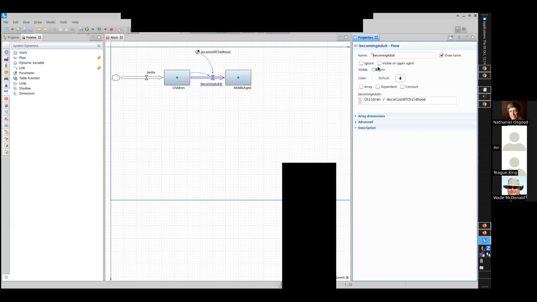Now, it turns out that's mathematically identical to the more familiar one that was mentioned earlier by Rachel, where it's a rate. We could phrase this alternatively as the value of the stock times a rate, and what would that rate be? If we phrase this instead as children times some rate, what is that rate? Yes, it's 1 over the duration, 1 over tau.